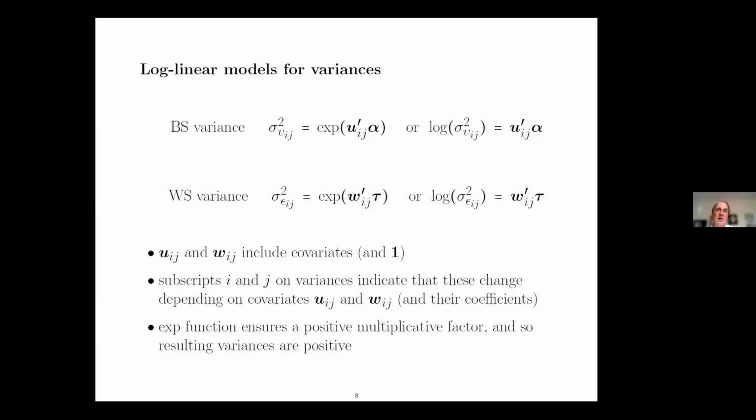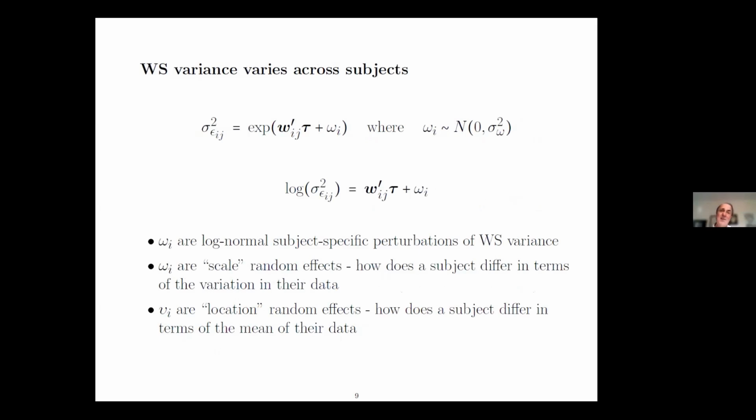It's the same idea here, but just applied to variance. Now, an additional aspect of the model that one can do is to realize that the within subject variance can also have an individual component. So here I'm going to add a random effect, omega i, that's subject specific. It's a random effect, so it has a distribution in the population. I'll assume normal and scale variance here, sigma squared omega.